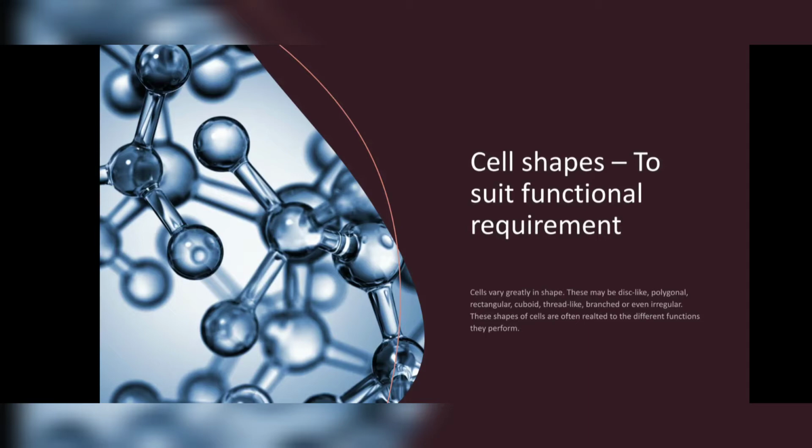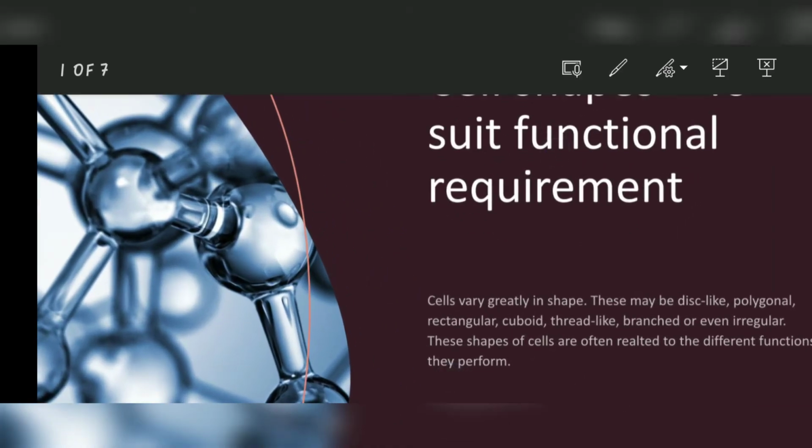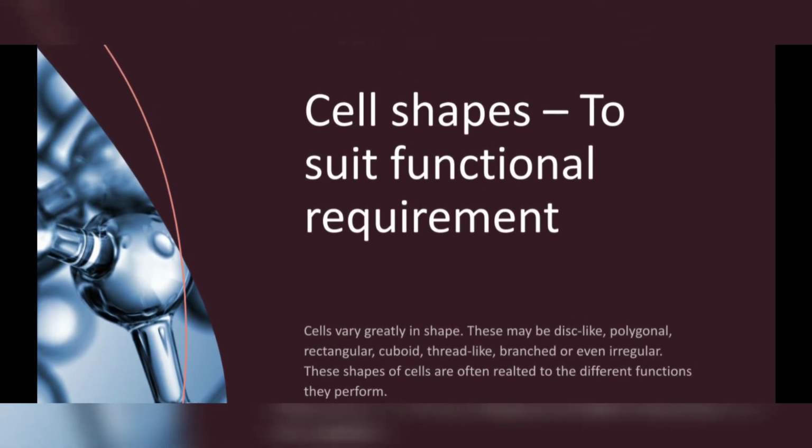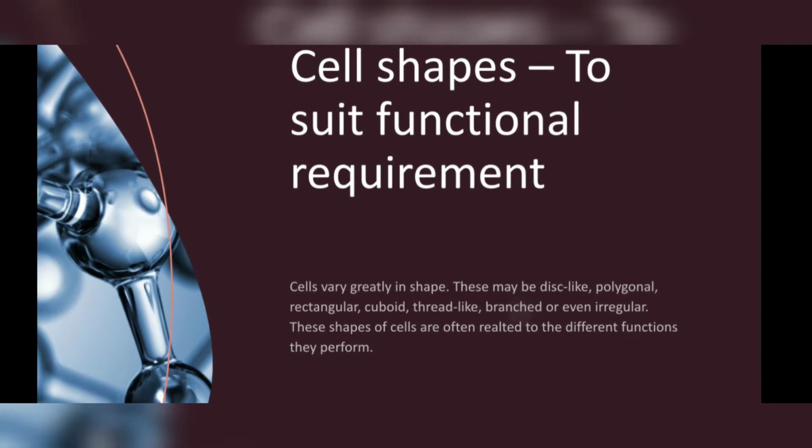What are the cell shapes? According to the functional requirements, meaning according to the function they perform, what shapes do they have? Cells vary greatly in shape. These may be disc-like, polygonal, rectangular, cuboid, thread-like, branched, or even irregular. These shapes of cells are often related to the different functions they perform.